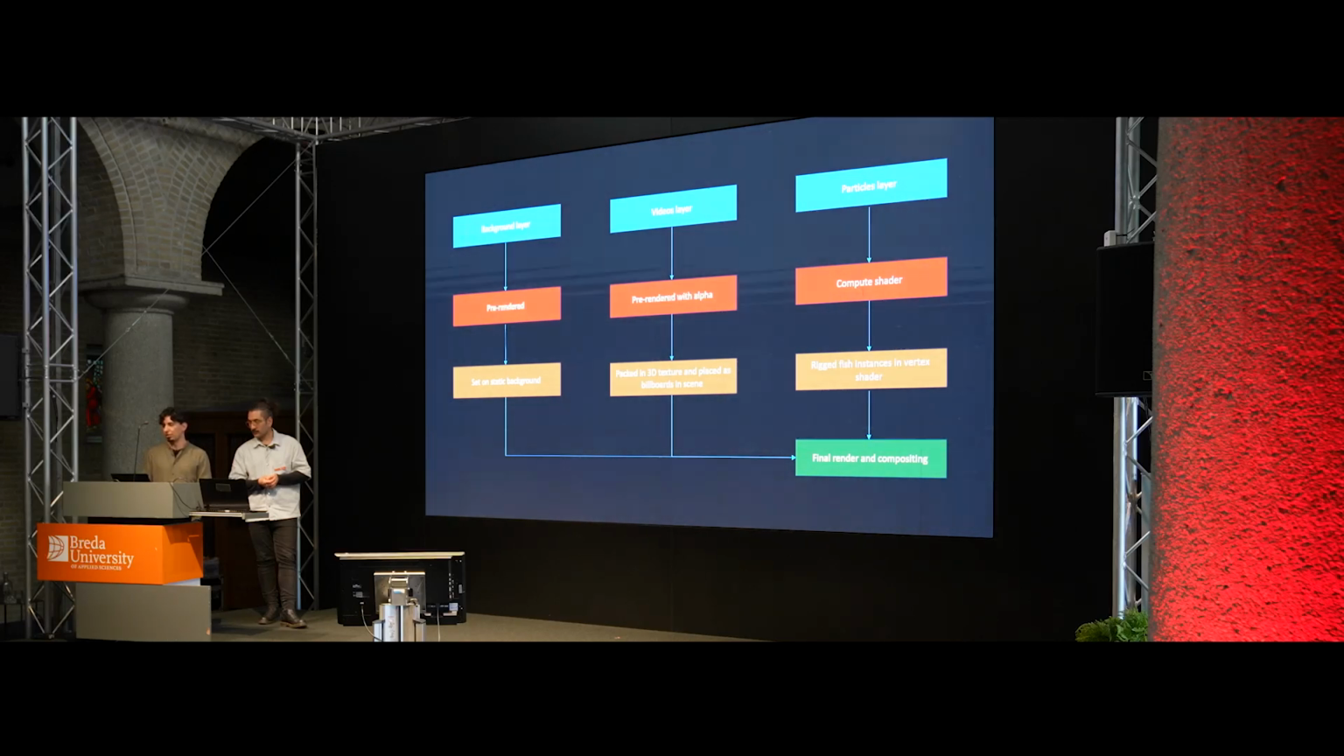To give you a brief idea of how I structured this part, there was the background layer, which is pre-rendered, and is the static part that everything is going to be layered on top of. There was the video layer. It was pre-rendered with alpha, and it was packed later in the program in a 3D texture and then placed as billboards in the scene. I think this is a common thing that we all know what it is. And then the particles layer, which was the real-time content component that was done in a compute shader, which was later on mapped to a rigged fish in a vertex shader. So the final element was to put them all together in composition and then rendering out.